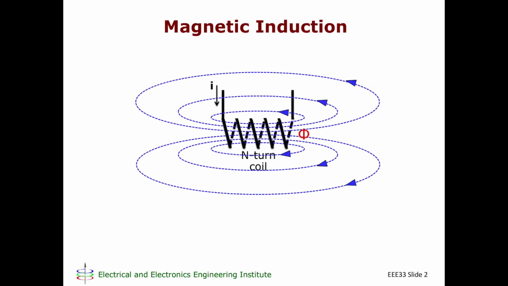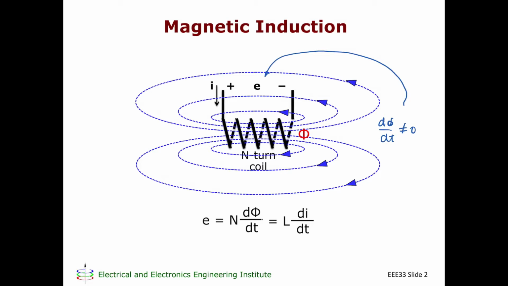If this magnetic field is varying with time, that is, dφ/dt is not equal to 0, the changing magnetic field will induce a voltage E across the coil. From Faraday's law, we know that E is equal to N dφ/dt, where N is the number of turns of the coil. We have also learned that E is equal to L di/dt, where L is called the inductance of the coil.